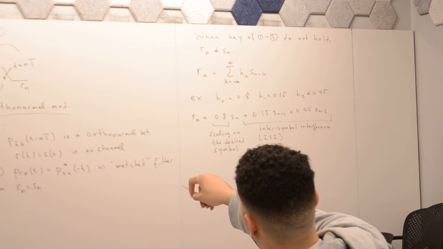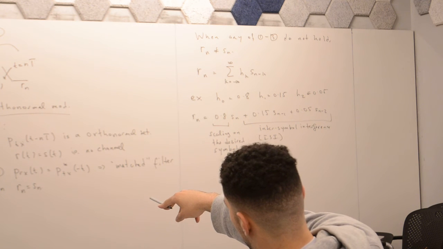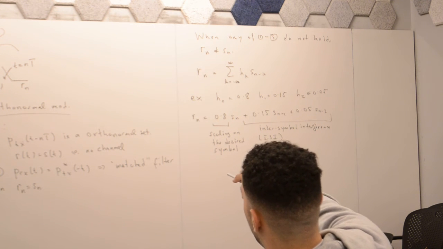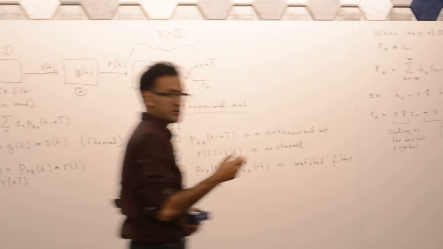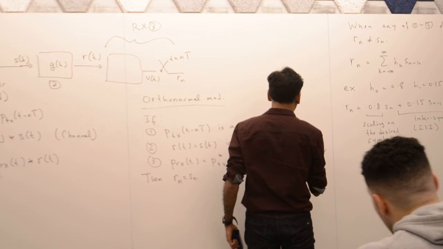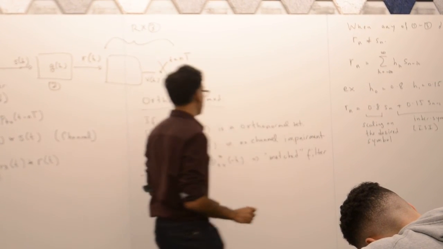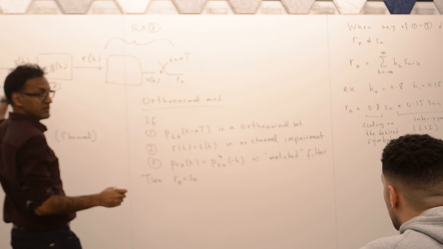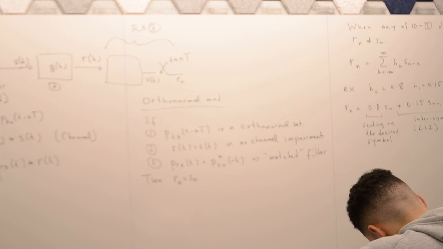And the one and only formula that you need to know, coming back here for the orthonormal modification, bullet point 2: R(t) equals S(t), i.e., no channel. So when that equals that, it means that there's no channel. I should say no channel impairment. That would be better to say. Because that means that in this channel, I'm getting exactly what I transmitted. The channel doesn't affect it at all.